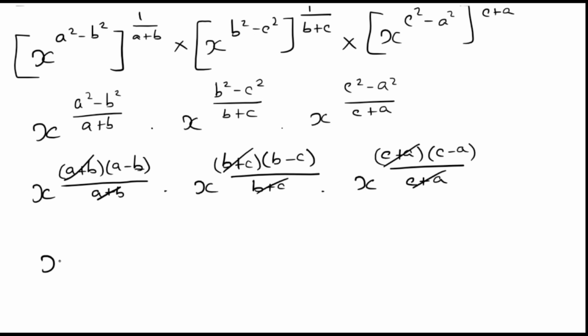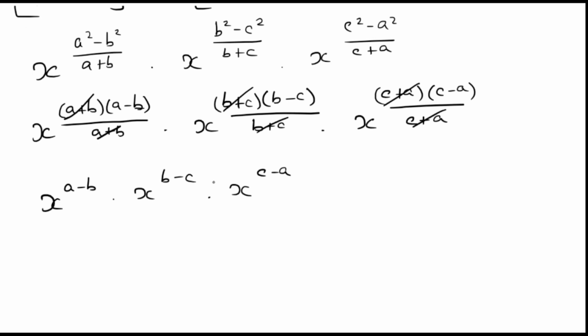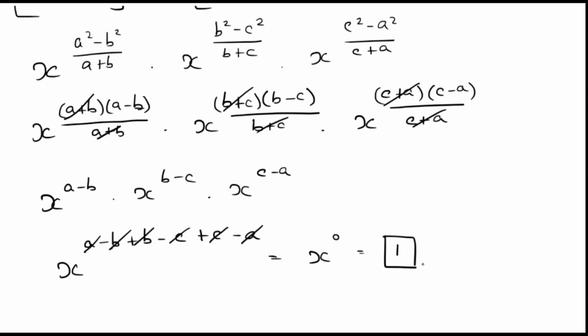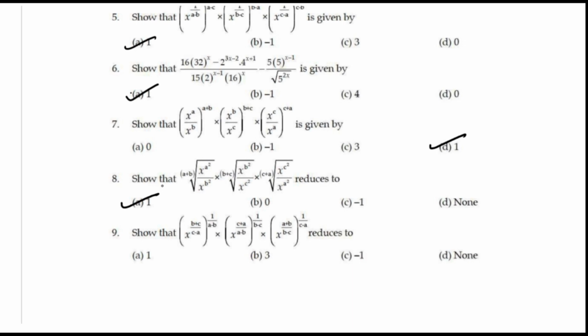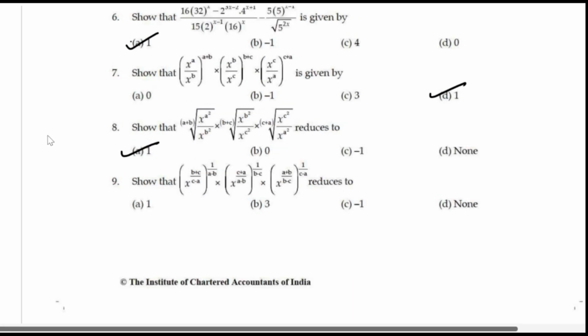So we are left with x to the power a minus b into x to the power b minus c into x to the power c minus a. Now again the bases are same, so the powers can be added. So x to the power a minus b plus b minus c plus c minus a, and minus a plus a, minus b plus b, and minus c plus c will get cancelled. So you'll get x to the power 0, which is equal to 1. Option number A. So option A is the correct answer. Now question number 9.